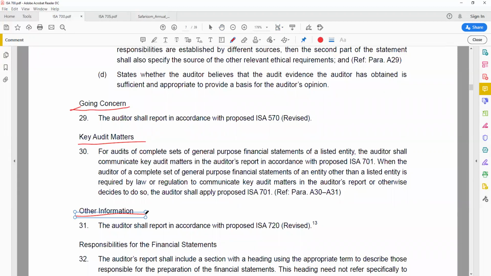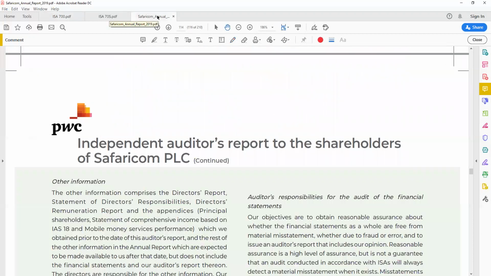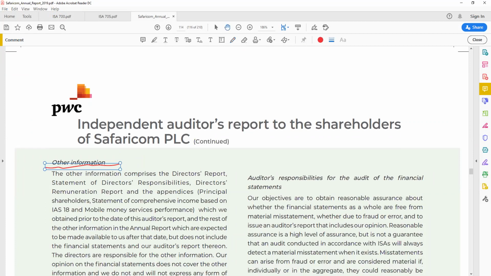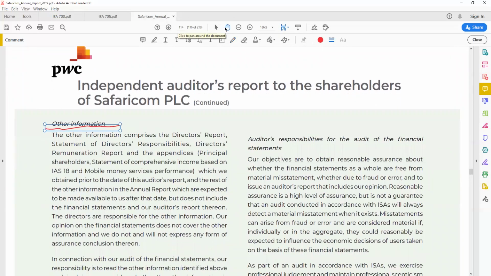Do you have some other responsibility that the ISA may not be covering? For example, let's go through the accounts of Safaricom, under other information. Other information comprises the report of the directors, statement of directors' responsibility, the directors' remuneration report, and their appendices.